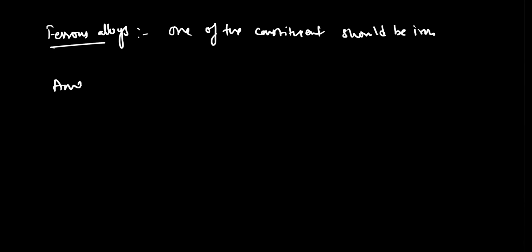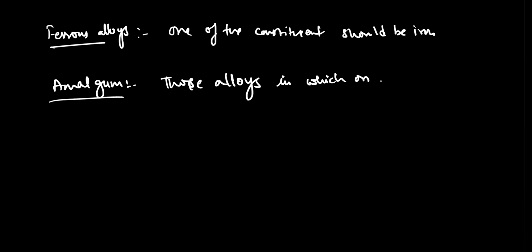And amalgam: those alloys in which one of the constituents is mercury. If there is mercury in any alloy, then we call it an amalgam, for example, sodium amalgam, potassium amalgam. So amalgam means one of the constituents is mercury. You understood? Everybody in the class understood?